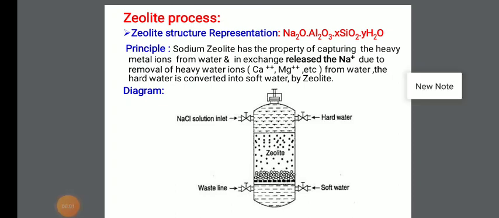Hello guys, here I am going to explain the zeolite process. It is also called the permutit process. It is one of the external water softening, that is, purification methods.